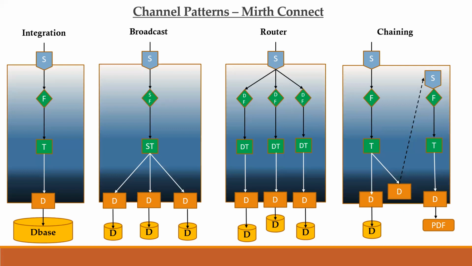Okay. So the next type of interface is router. In the router model, what you're seeing on the screen right now, I did not present source transformers and source filters. So just assume that those are present within this particular icon. We are taking a look at what happens after completing source filters and source transformers. How do we route the message to different destinations?